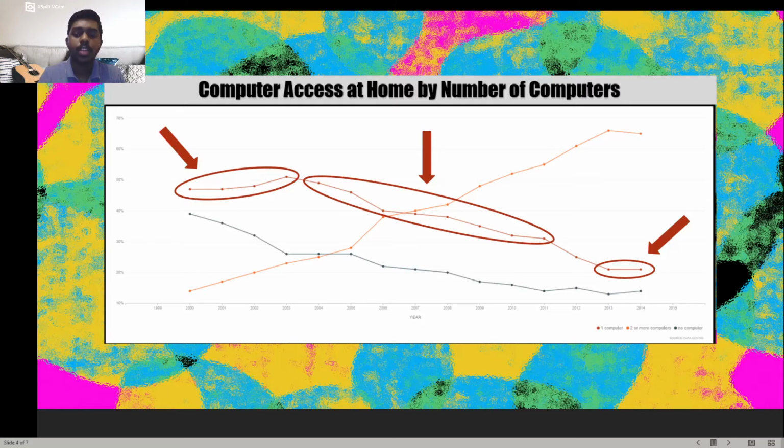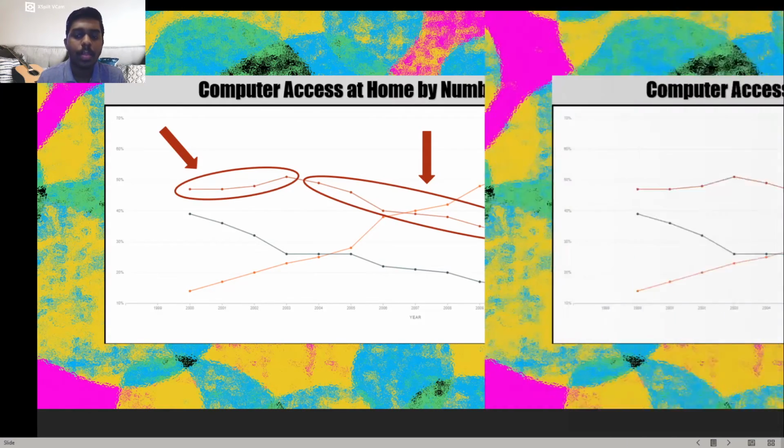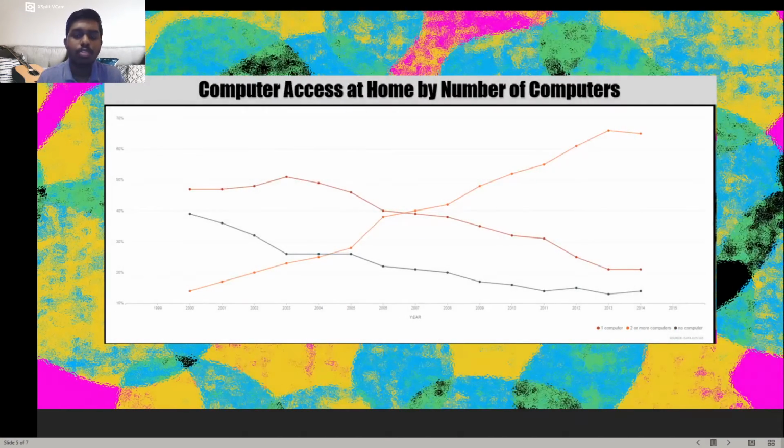Okay, so the next movement is from 2013 to 2014, in which the computer access at home by one computer has remained the same at around 21% from 2013 to 2014. So next, let's move on to the people who use two or more computers, which can be seen in this orange yellow line graph over here.